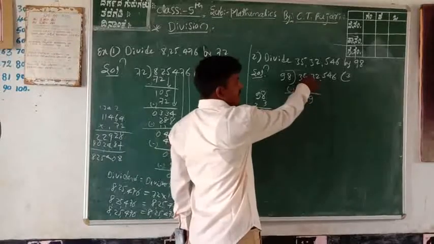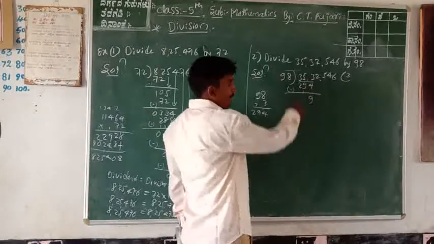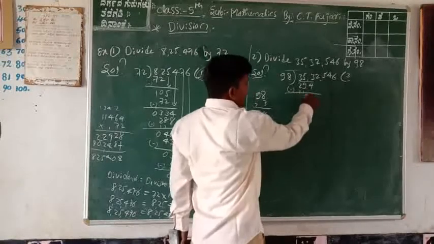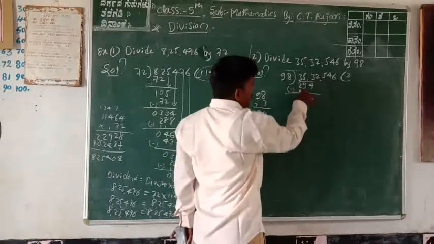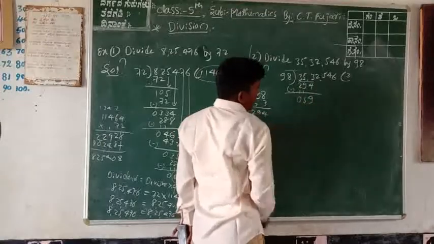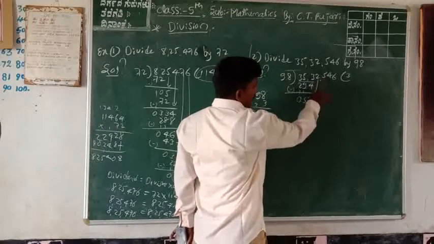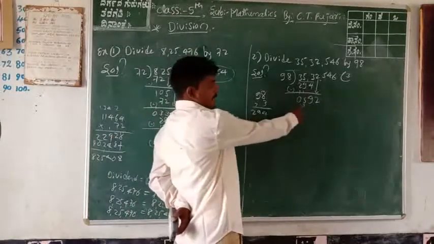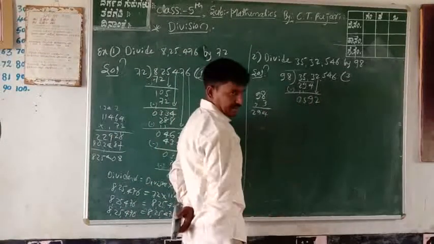Next, again you can take 5. 5 minus 10 is impossible. You can take carry 1. 15 minus 10 is only 5. The remainder is 0. 3 minus 3 is 0. Next, you can take 2 down. The remainder is 592.